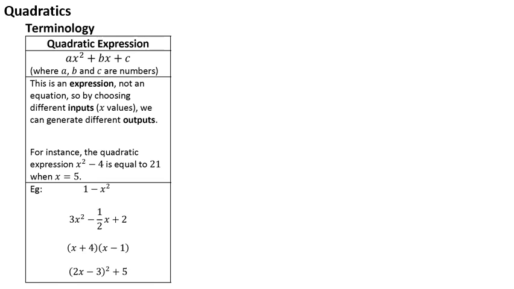The next one, x times (x minus 1), is what we call factorized form, and that can be very helpful depending on what we want to find out about our expression. And then the last one, (2x minus 3) in a bracket squared plus 5, is completed square form, which again is useful for different reasons.